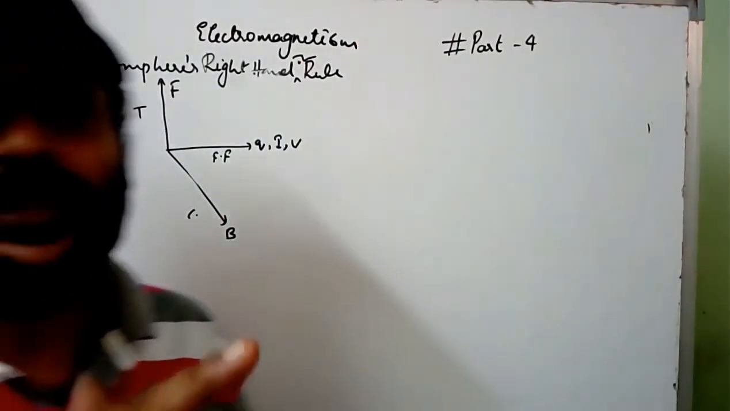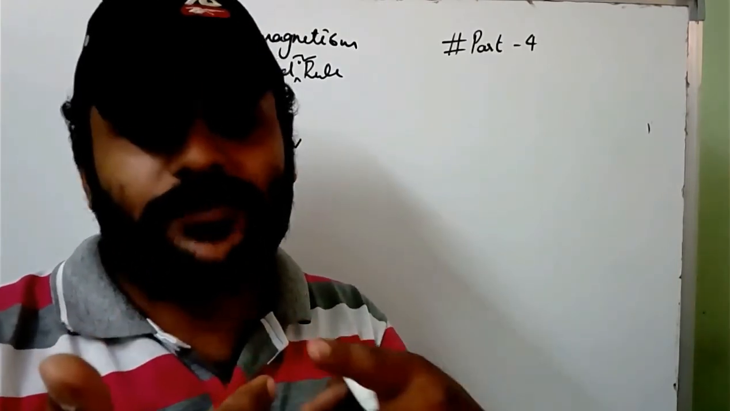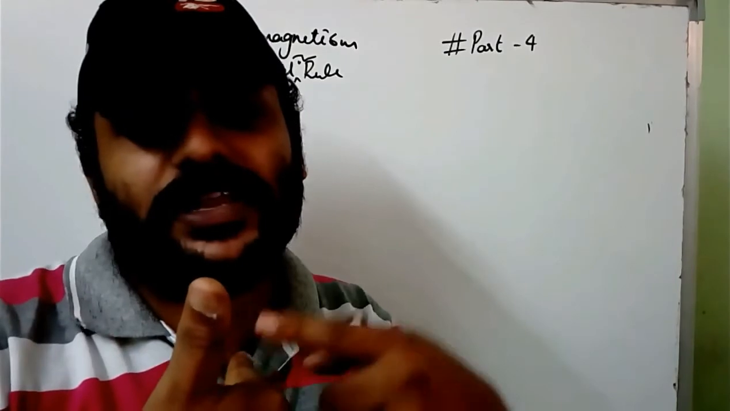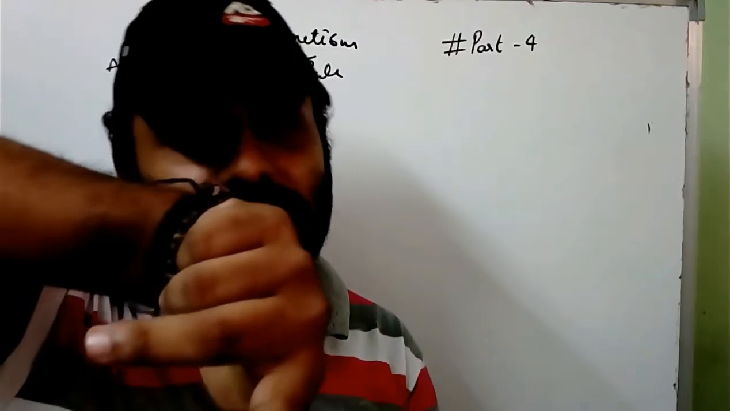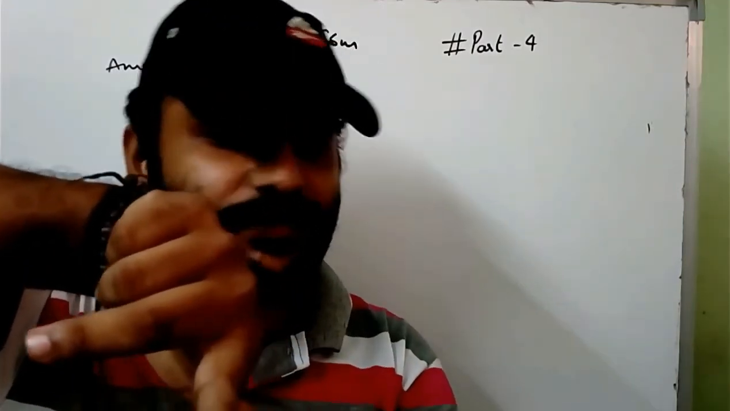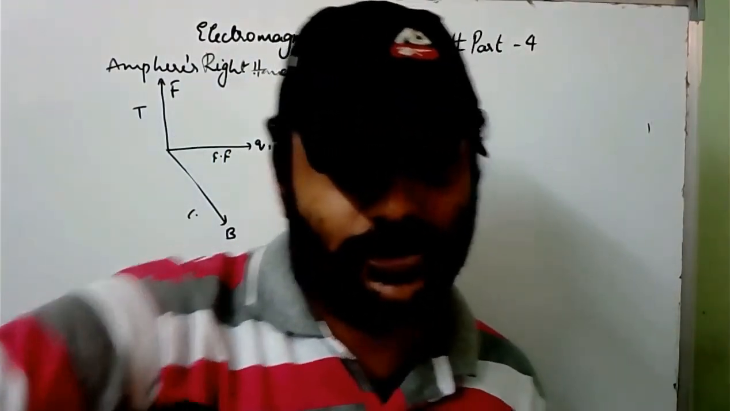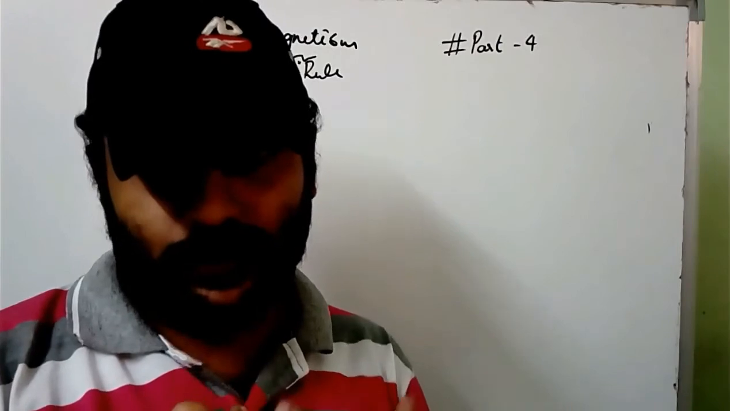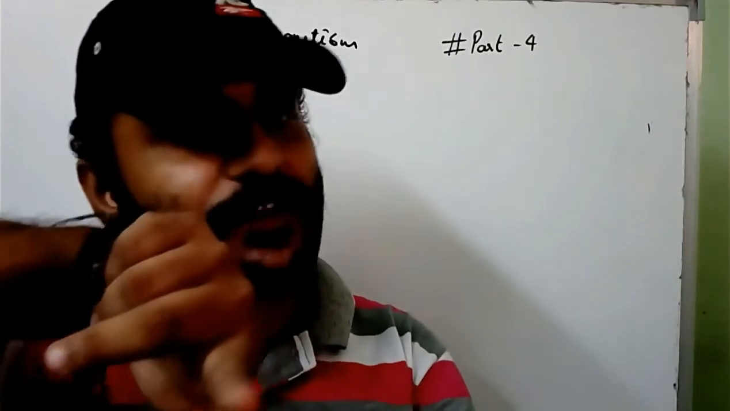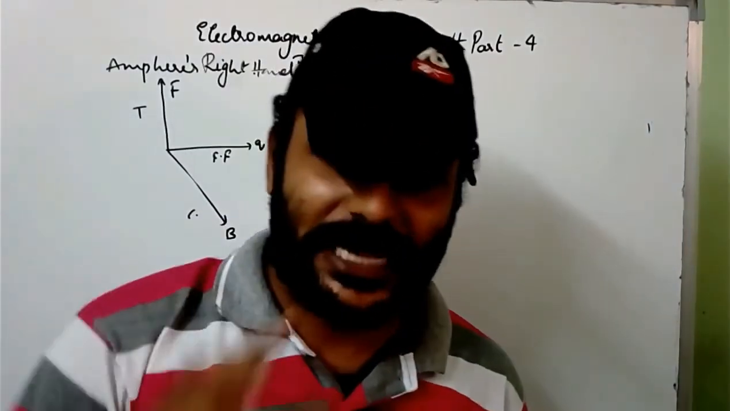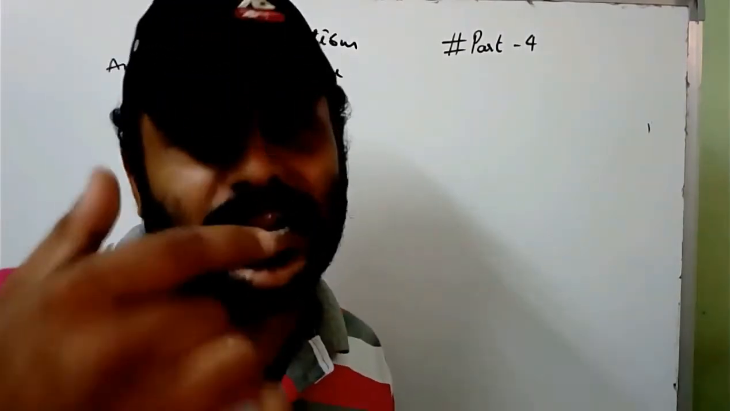Now, if the direction of the current is towards you, then the direction of the force will be upward. If the direction of the current is away from you, then the direction of force will be what? Downward direction. Understood? Towards yourself, force is upward; away from yourself, force is downward. In that way, we will be able to find the direction of force based on the direction of the current.